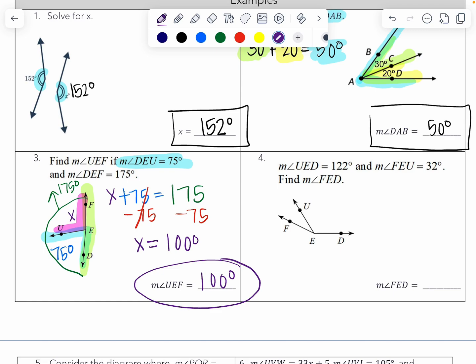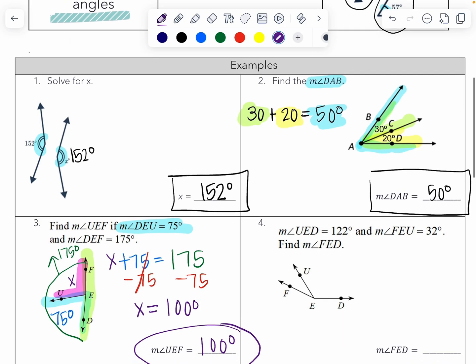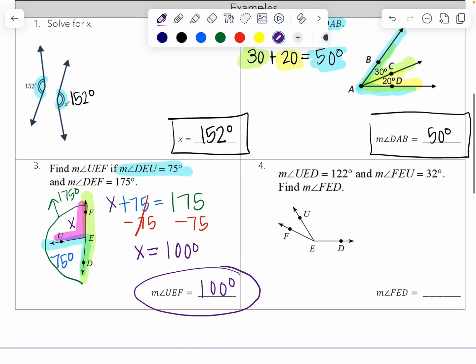So we had two examples. Example number 2 was the time where we added them together. And example number 3 was the time where we subtracted. And let's see what we get on number 4 if we are adding or subtracting. So again, we're starting with highlighting. UED is 122.